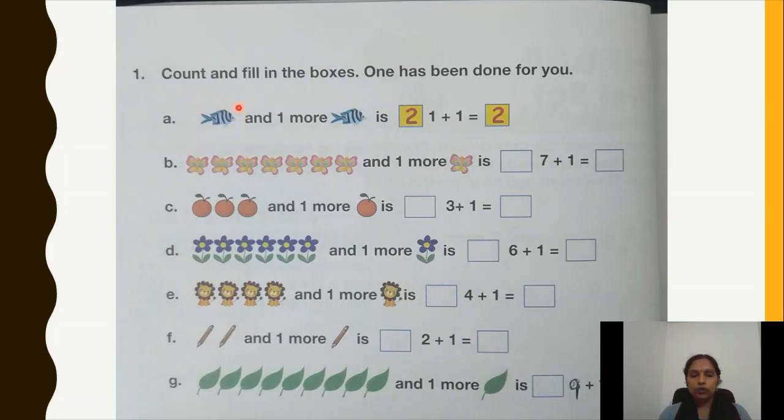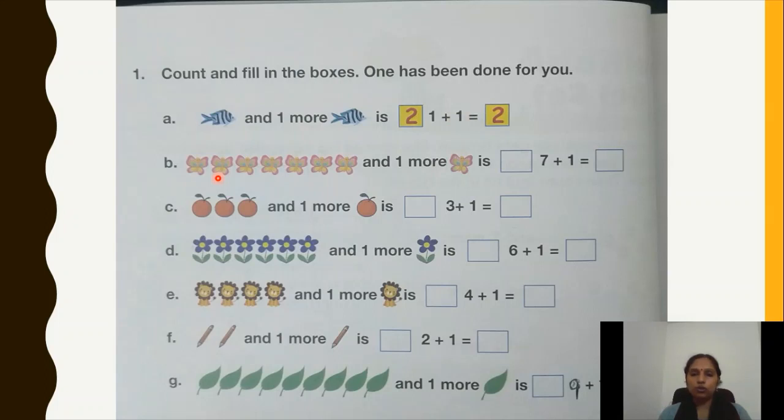Okay, so how many fish are shown here? One fish. And what are we doing? Adding one more fish. So what will be the total? We will have two fish. One fish plus one more fish will give you a total of 2. Correct? So 1 plus 1 gives 2. Can you repeat this? 1 plus 1 gives 2.